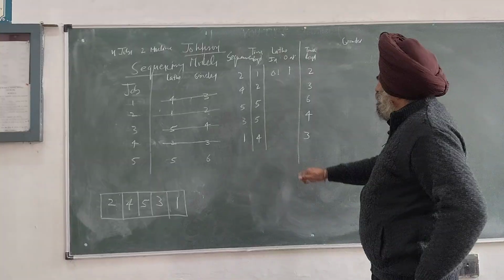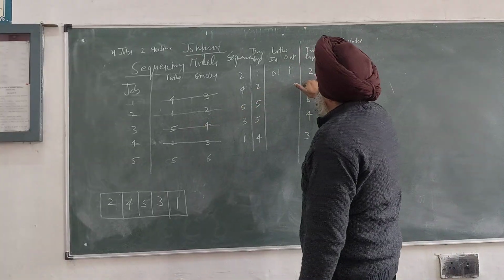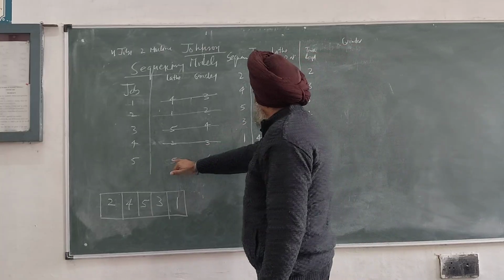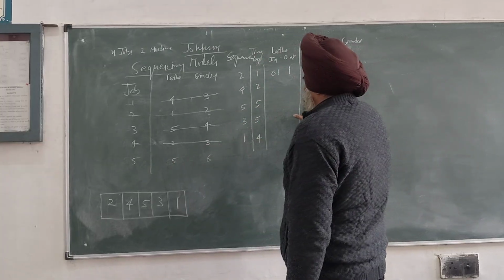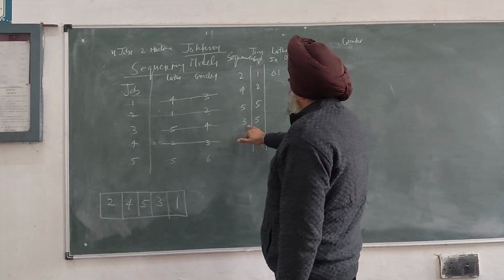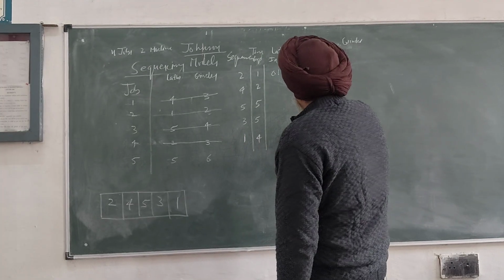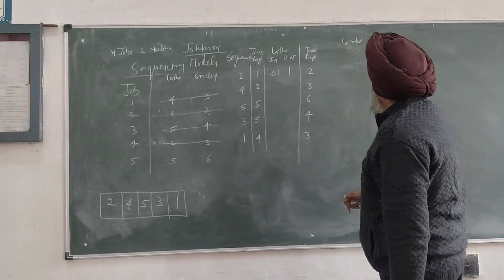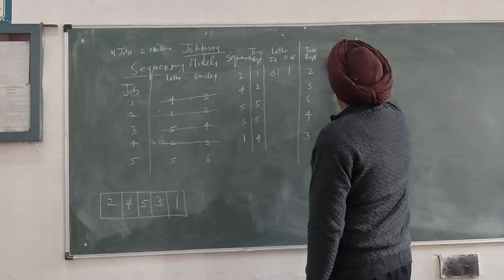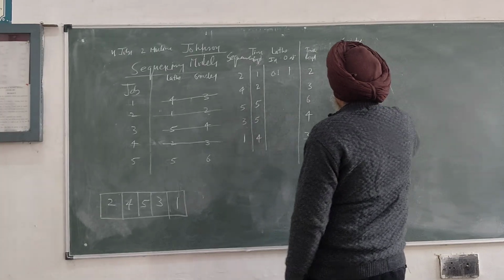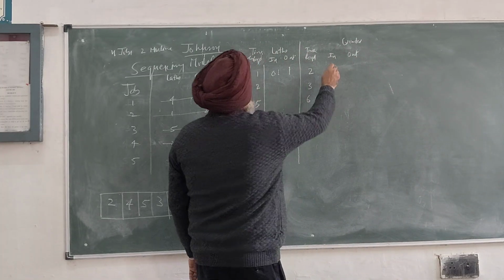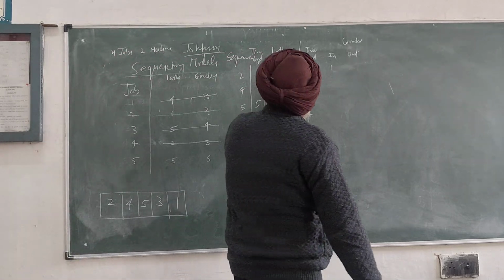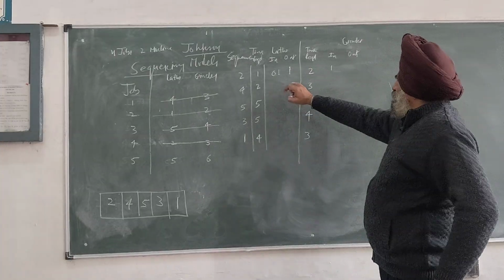Again, let us check it. For job number 2, it is 2 minutes. For job number 4, it is 3 minutes. For job number 5, it is 6 minutes on a grinder. For job number 3, it takes 4 minutes. For job number 1, it takes 3 minutes. Again, in and out. We can't start the operation. We'll get the second job, and this is the time taken.